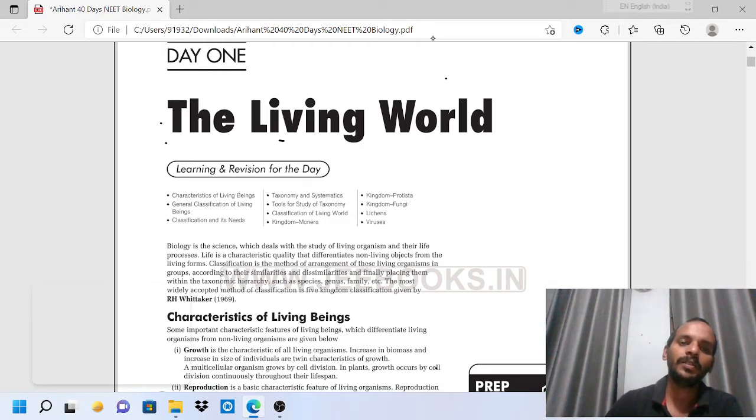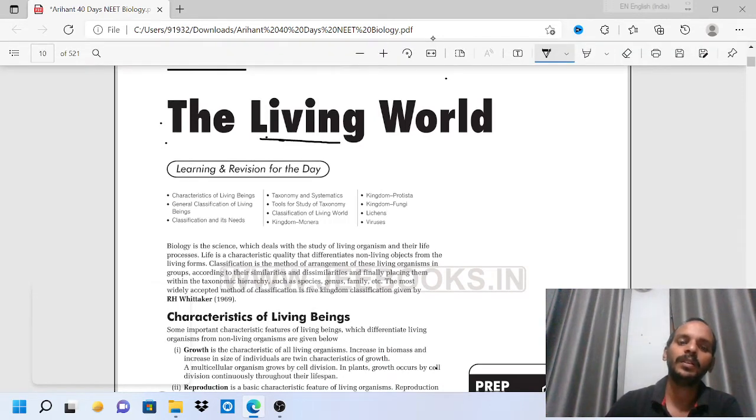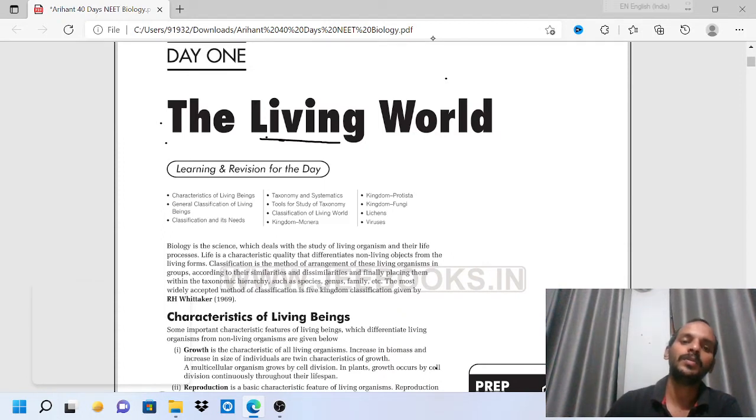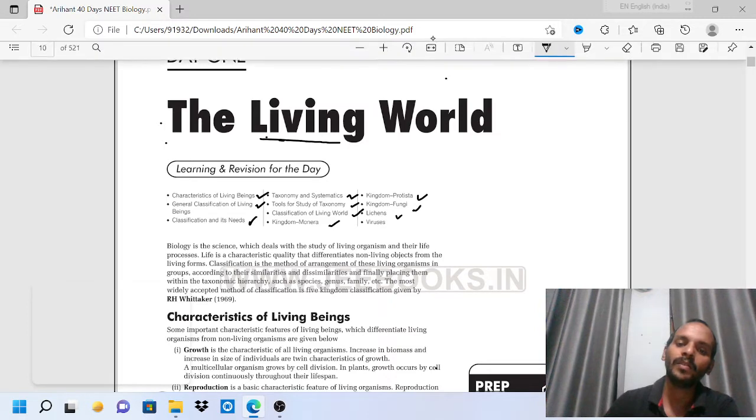I'll start your first chapter, the living worlds. The living worlds, living means all organisms surrounding with us. It will be fungi, bacteria, animals, plants. These are living things. In this chapter, we are going to learn characteristics of living beings, general classification of living beings, classification and its needs, taxonomy and systematics, tools for study of taxonomy, classification of living worlds, kingdom Monera, kingdom Protista, kingdom fungi, lichens, viruses.